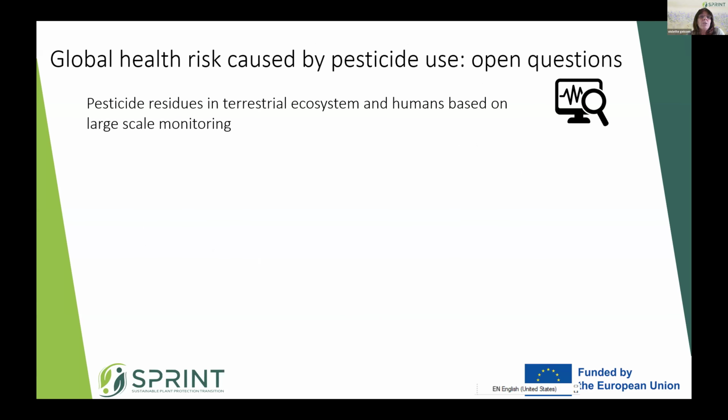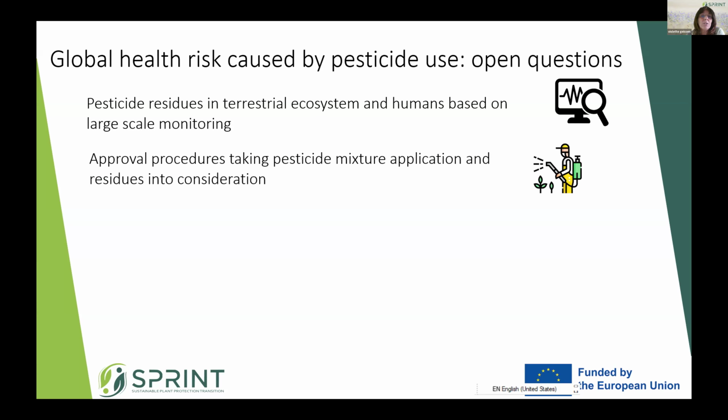Let's now go to the open questions of global health risks caused by pesticide use. Pesticide residues in terrestrial ecosystems and in humans were missing based on large-scale monitoring programs. Until now, there were only modeling data available on a bigger scale. So in the SPRINT project, we were the first to approach this in Europe, and Vera will present the approach for Africa in the next presentations.